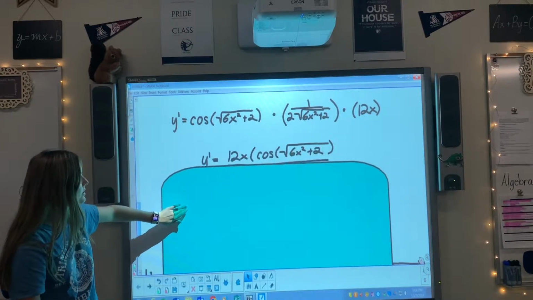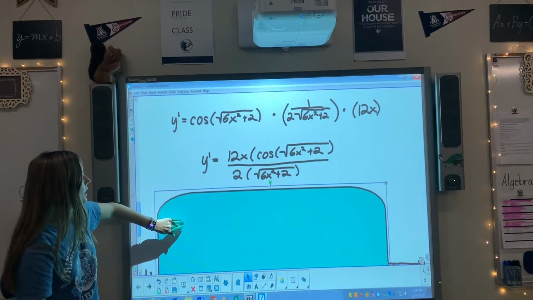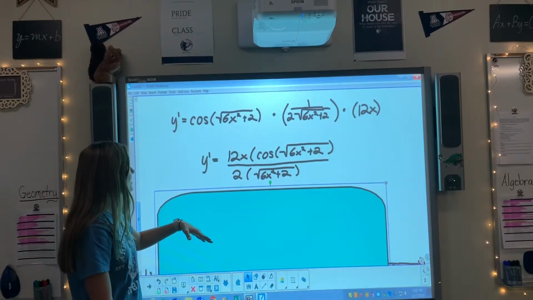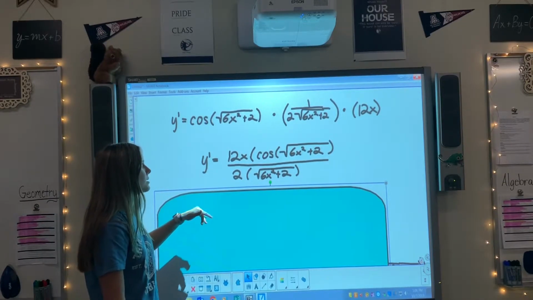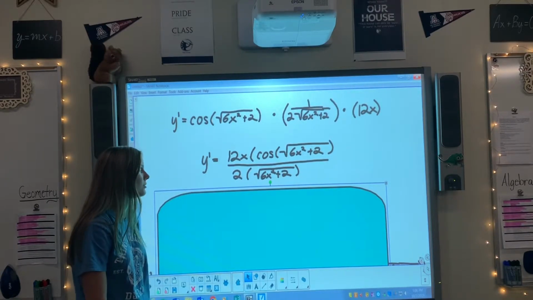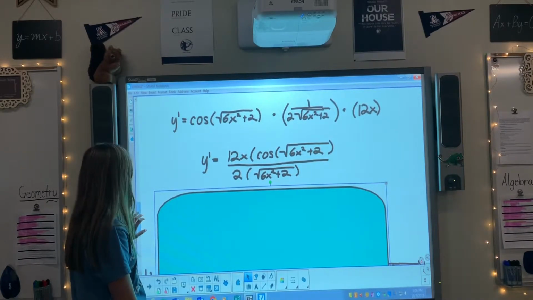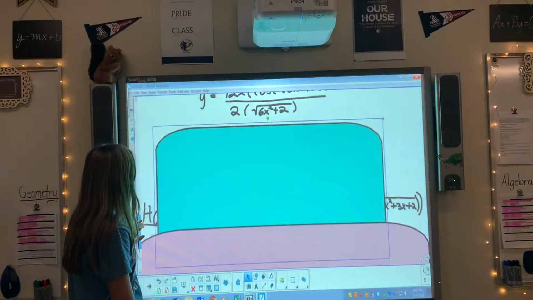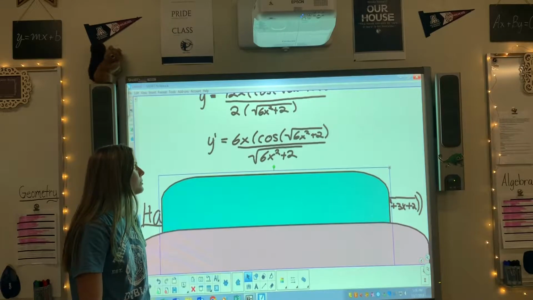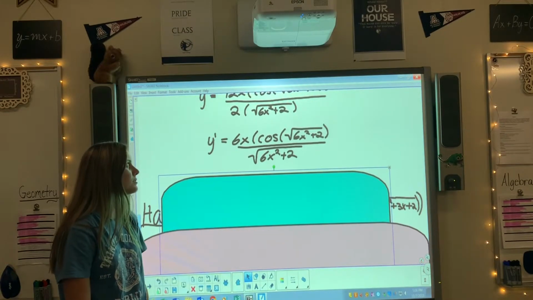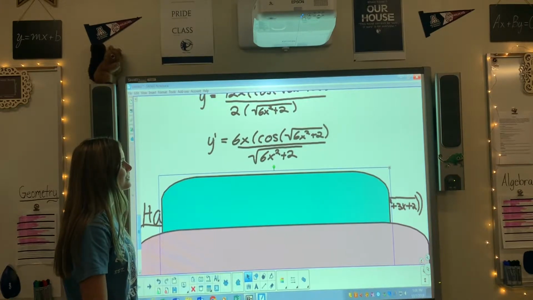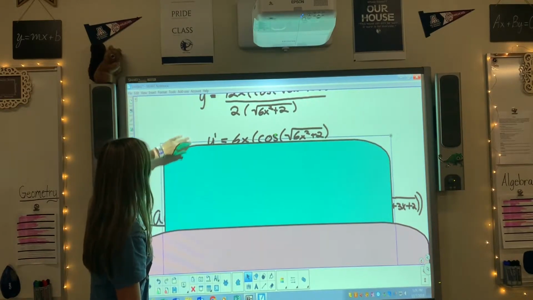And so your final answer, you're left with, oh, this isn't the final answer. So then you multiply everything together and you're left with 12x times the cosine of the square root of 6x squared plus 2, all over 2 times the square root of 6x squared plus 2. And your final answer, you would simplify it, and it would be y prime equals 6x times cosine of the square root of 6x squared plus 2, all over the square root of 6x squared plus 2.